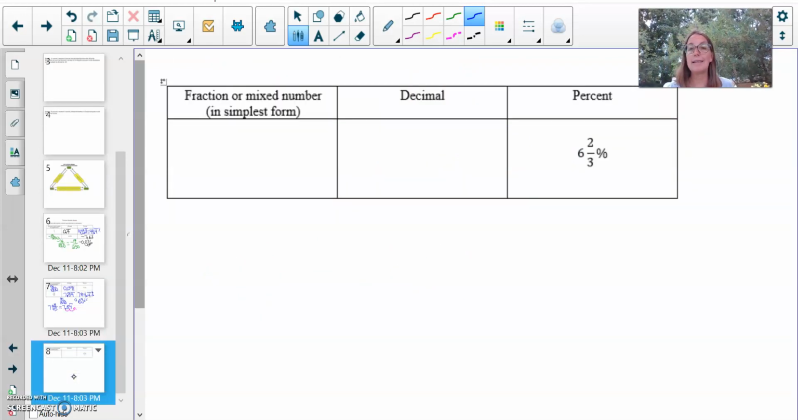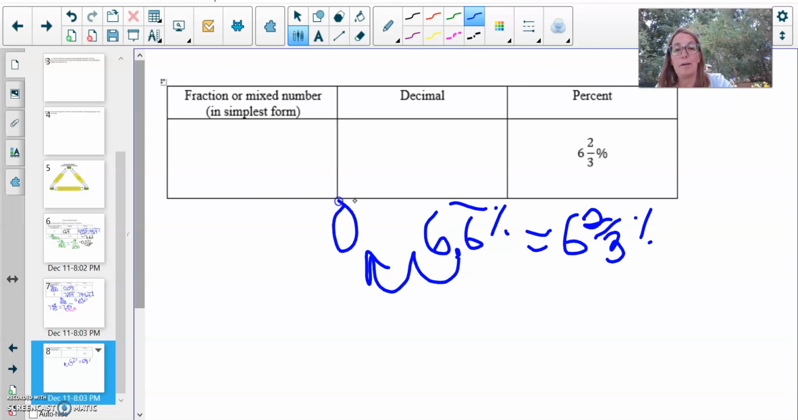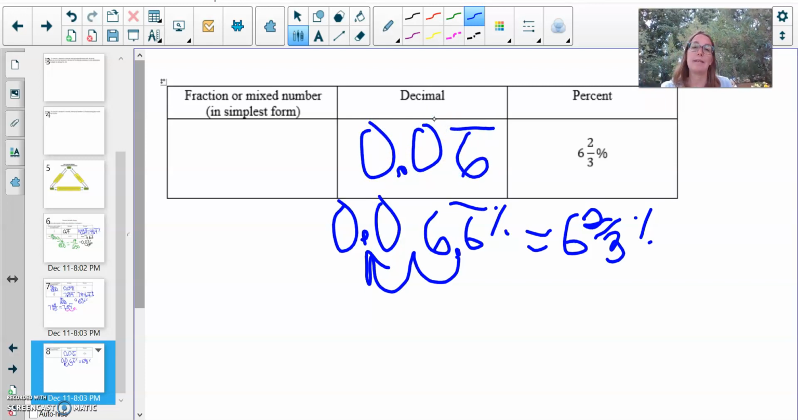Okay, my last example, 6 2/3%. Well, I would first convert it to a decimal. So 6 2/3%. Well, on my calculator, I'm going to divide 2 by 3. So it's 6.6 repeating percent. Now I'm going to move my decimal 2 spots to the left and put in my 0. So I get 0.06 repeating. So 6/100 with the 6 repeating.